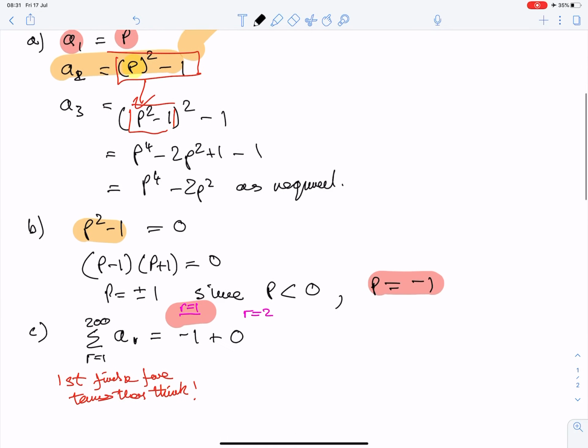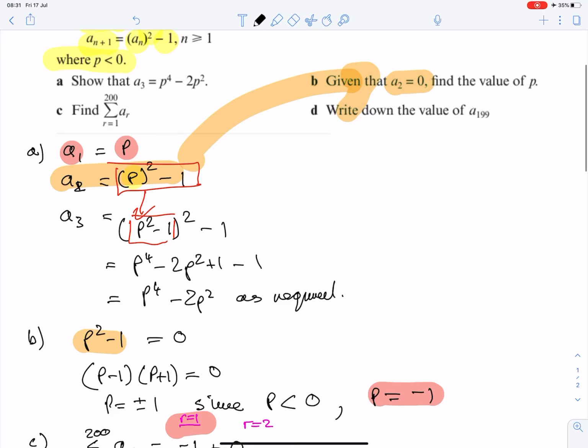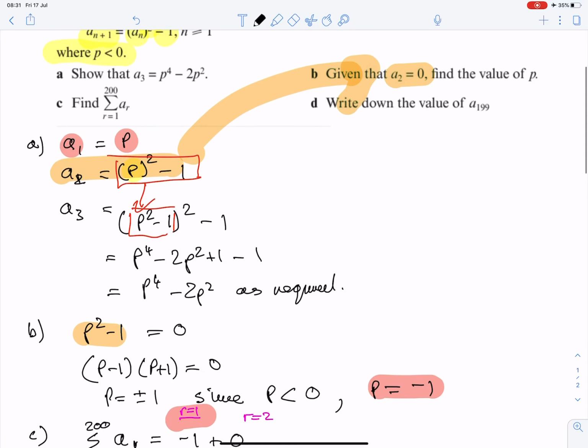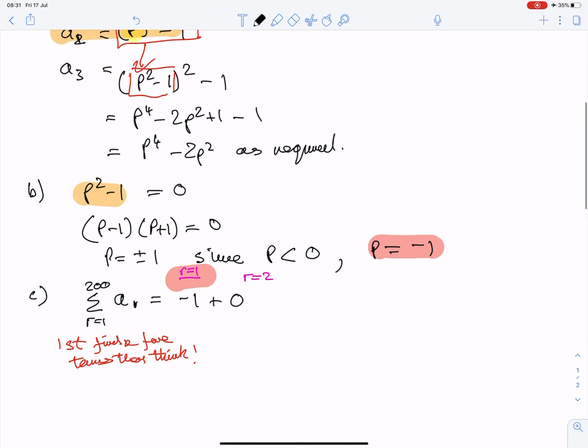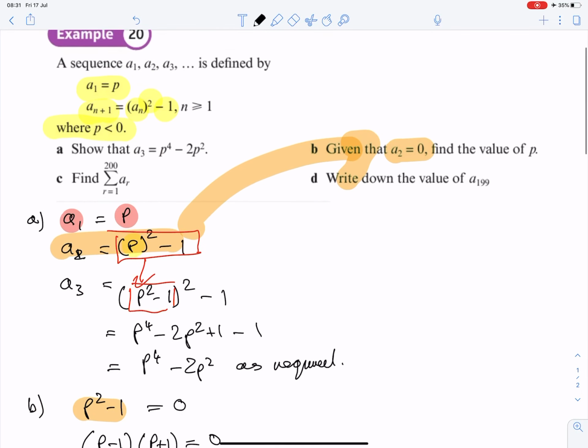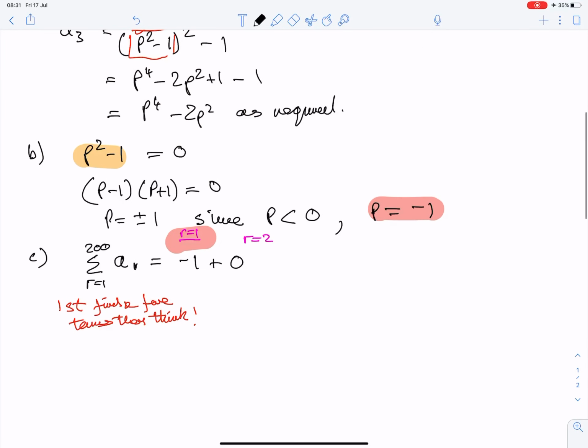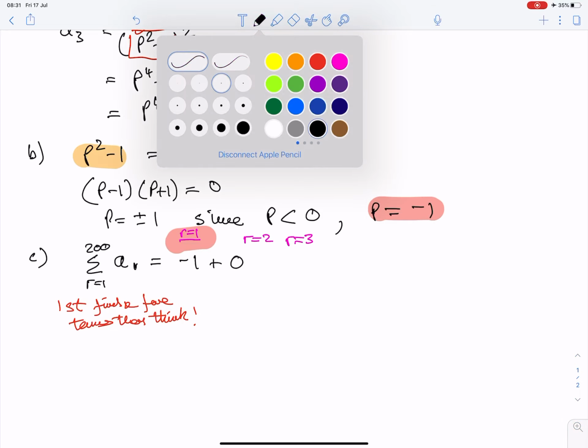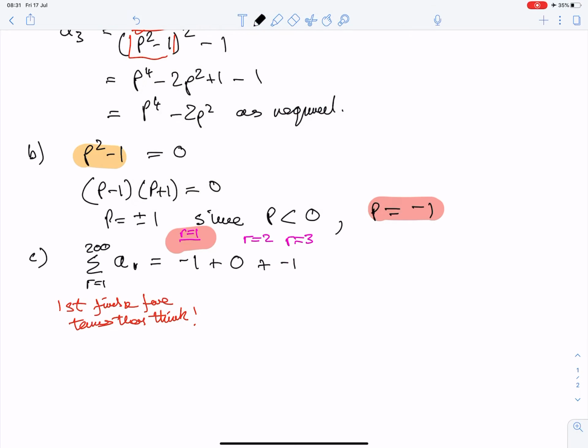Okay, so we now put 0 in, and 0 squared minus 1 is minus 1. So when r equals 3, we get minus 1. And you can see now that the pattern is going to be sort of oscillating: 0, minus 1, 0, etc., etc.